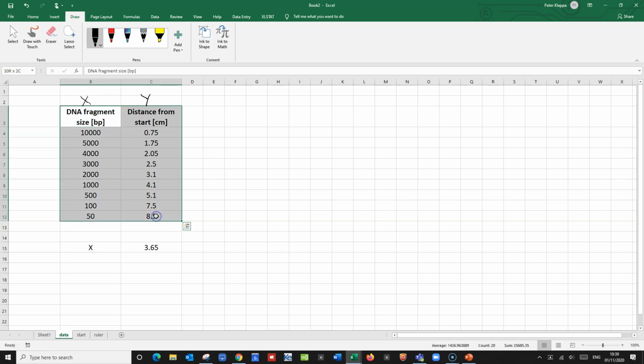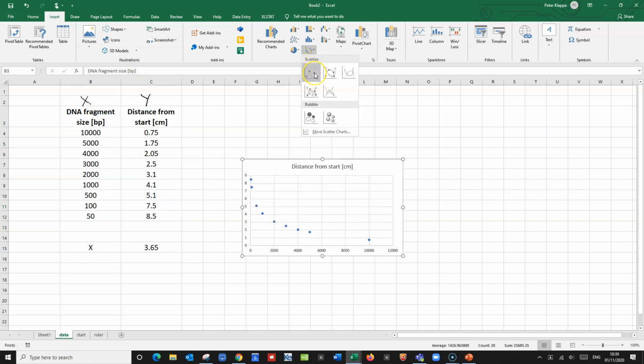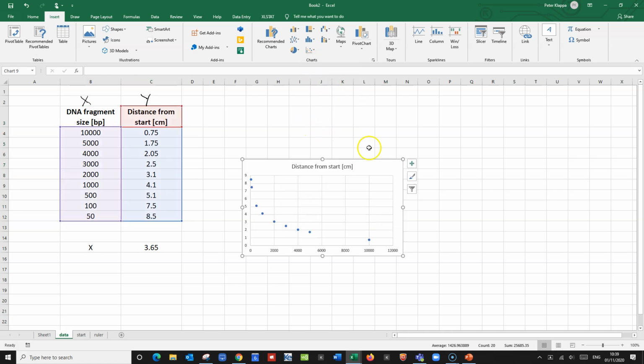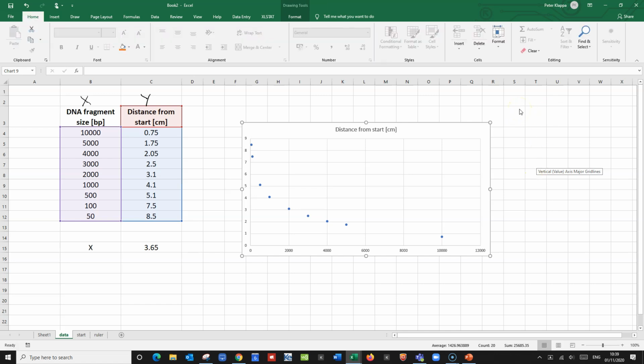So let's just simply highlight them all, and in Excel we go to Insert, we do a scatter plot like this one, and we get a nice linear, actually no, we don't get a linear relationship. Let me just quickly label the axes. Here on the x-axis is the fragment size.